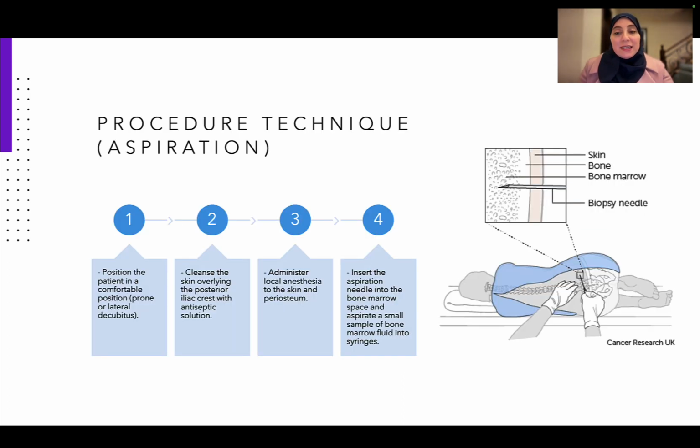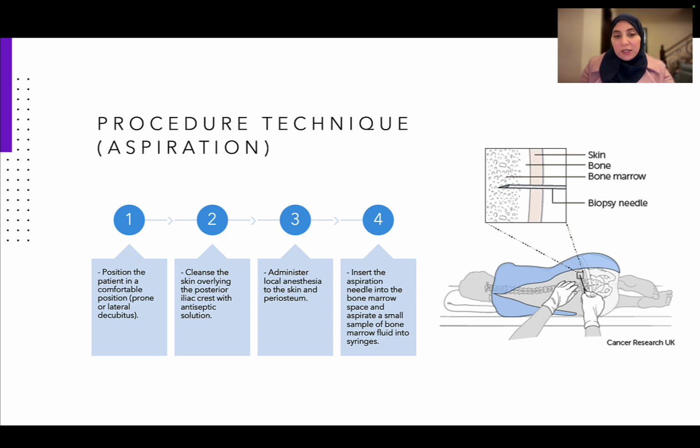So the technique is more related to the physician doing the procedure, but you need to know the steps so you are following the process. First is positioning of the patient. Of course, the nurse and the doctor both will help to reach the proper position. Usually we put the patient on a lateral decubitus. In some cases we put them on a prone position.